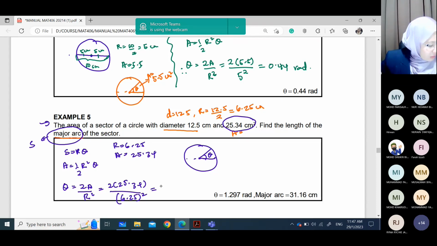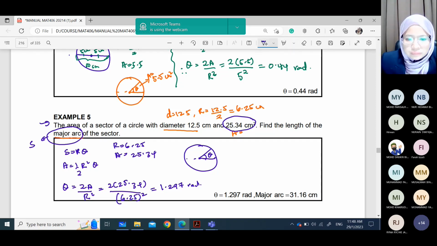Right, so angle dia adalah 1.297 radian. Kalau you nak letak 1.3 pun boleh, tak ada masalah. Okay, so this is the angle. Kita nak cari major arc of a sector. Major arc of a sector yang paling besar lah, yang major.